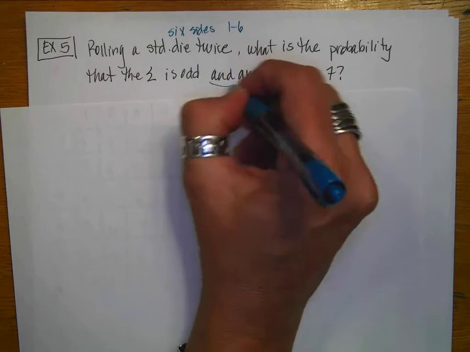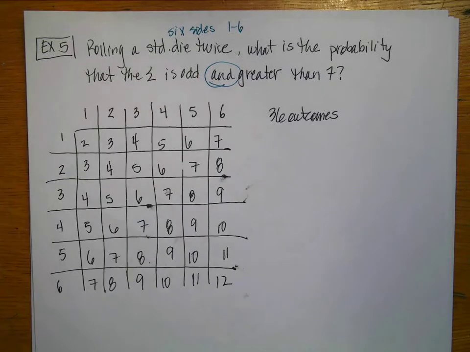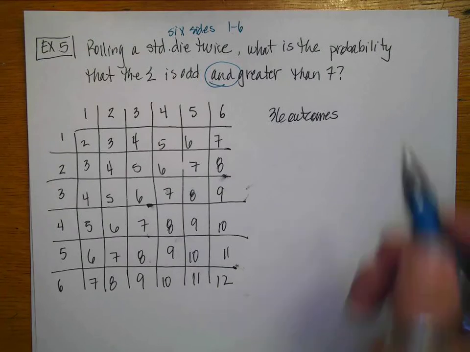And what is the probability that the sum is odd and, key phrase, "and"? So if the events are not independent, that means that when I do the probability, I have to take away the probability of the overlap. Alrighty? So let's do this one. This one says, what's the probability that the sum is odd and greater than 7? So let's just manage our dice chart, okay?